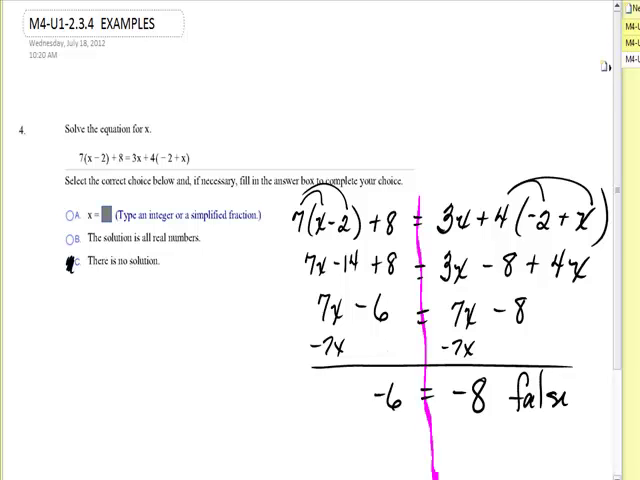So you simplify, and if the variables drop out, you look at the remaining statement with numbers to determine whether it's true or false, and that indicates your answer in these special equations.